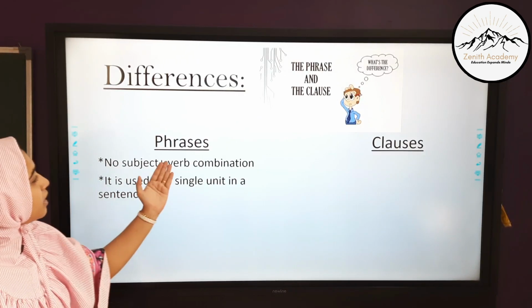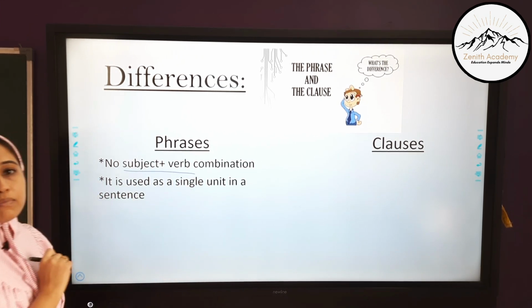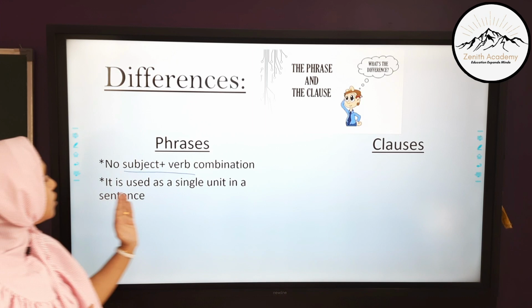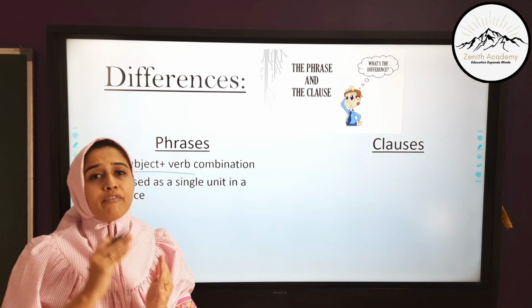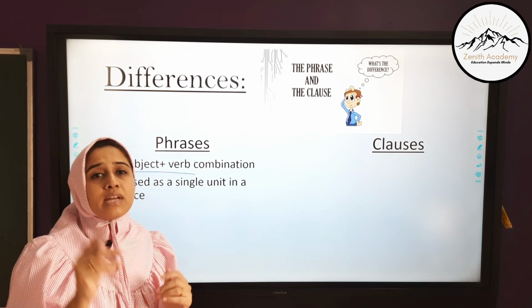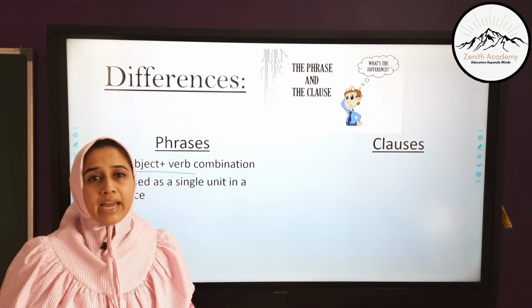The first and very important point in identification of a phrase is it does not have a subject-verb combination and it is used as a single unit in a sentence. Means the entire phrase whenever we are speaking is used as a single unit. If we break those words, they will not convey any meaning.